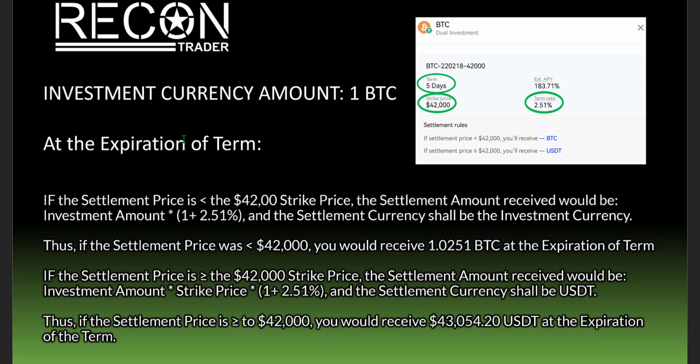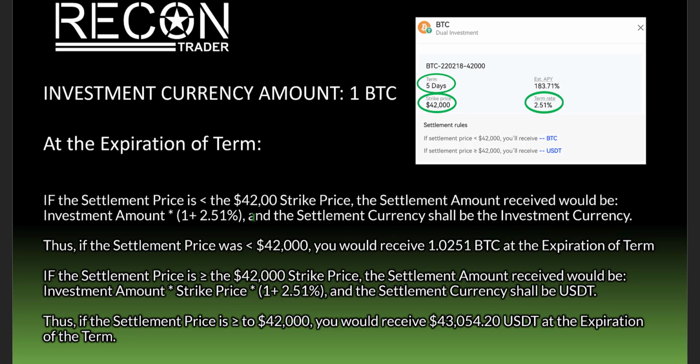So at the expiration of the term, if the settlement price is less than $42,000 strike price, the settlement amount received would be your investment amount, the 1 BTC, multiplied by 1 plus 2.5%, and the settlement currency shall be the investment currency, which in this case was BTC. Thus, if the settlement price was less than $42,000, you would receive 1.025 BTC at the expiration of the term.